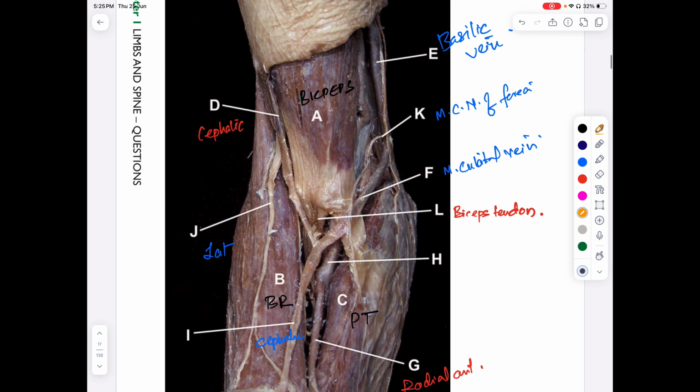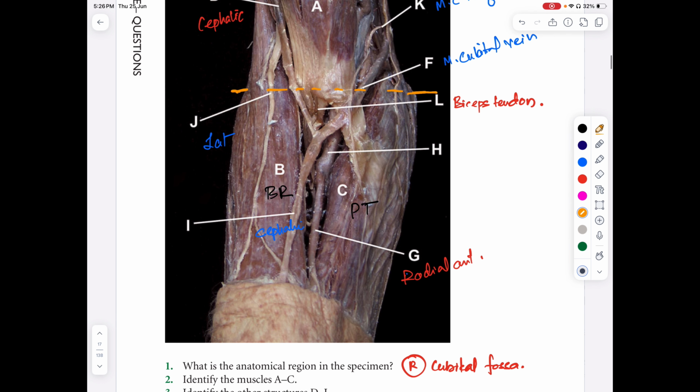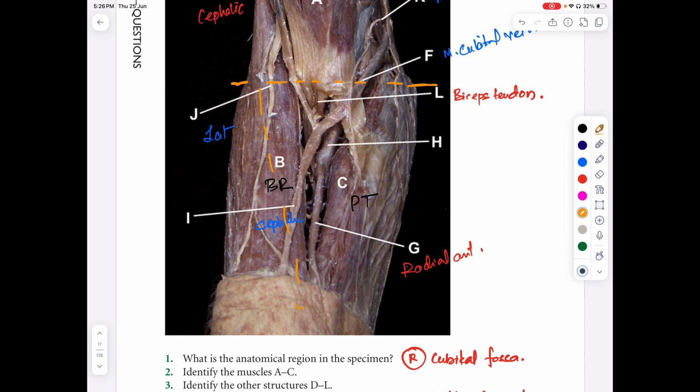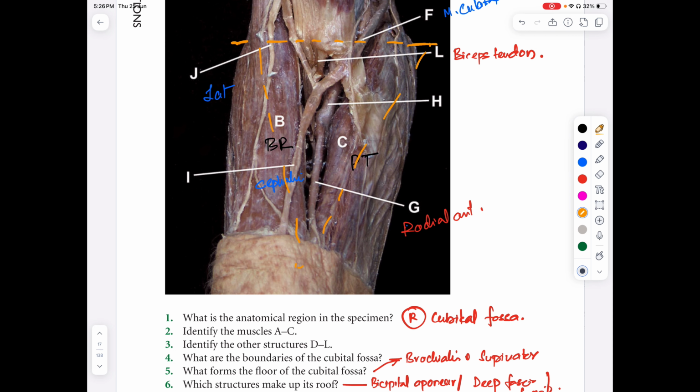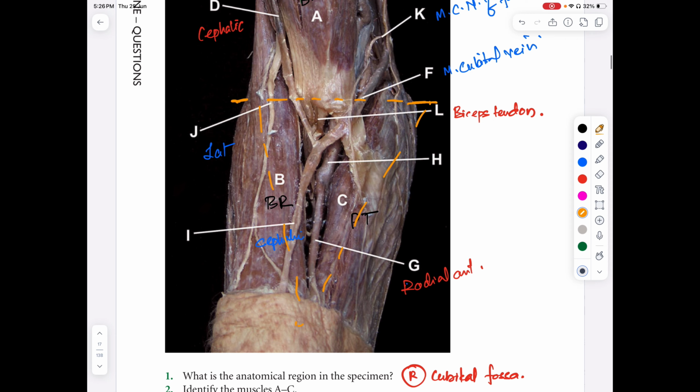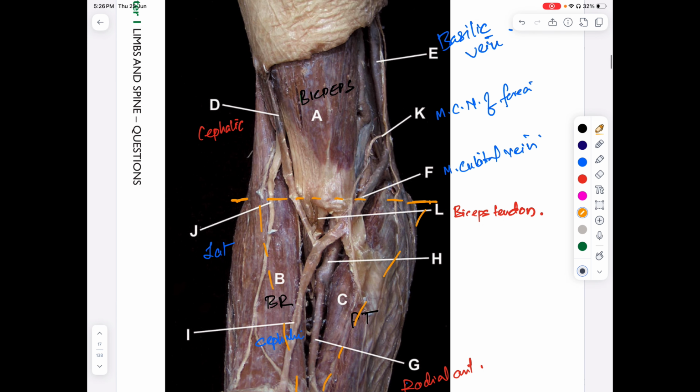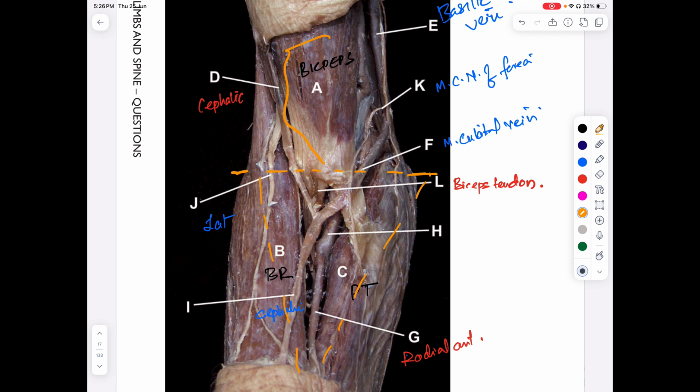You can see this cubital fossa has a medial side, this is the medial side, this is the lateral side, this is the horizontal line. This is the brachioradialis and pronator teres. So the cubital fossa is a hollow on the anterior surface. So biceps brachii. How are the structures? The triangle is formed. So A to C are muscles. Now A is biceps, this is the biceps muscle. Then B is the brachioradialis, C is pronator teres.